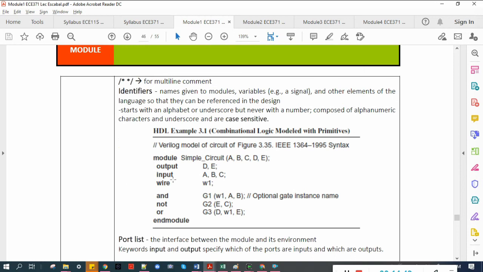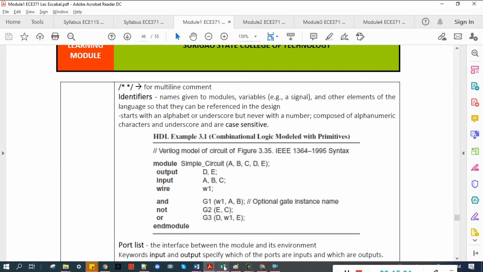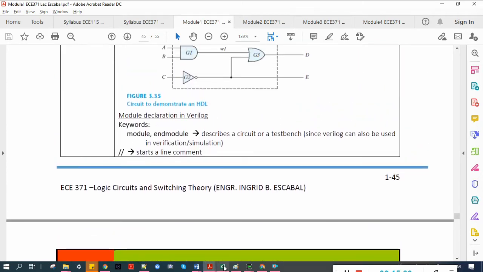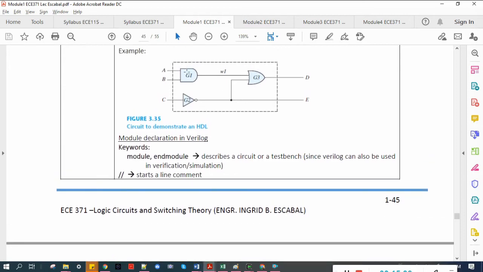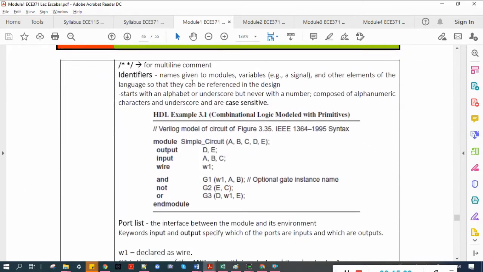And then for the AND gate, the keyword is and, and then the name of the AND gate. We'll just follow this figure here, G1. The name of the AND gate is G1. Then we declare the inputs and outputs. We start with the output. That is the syntax for the AND gate in Verilog. What's inside the parentheses is the output W1 followed by the inputs A and B.